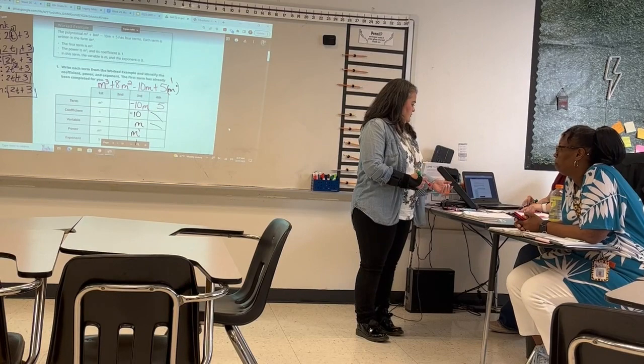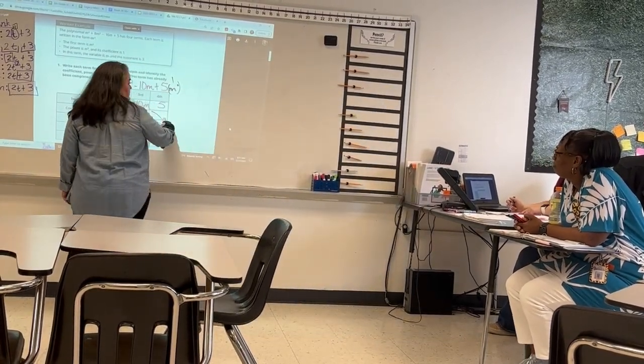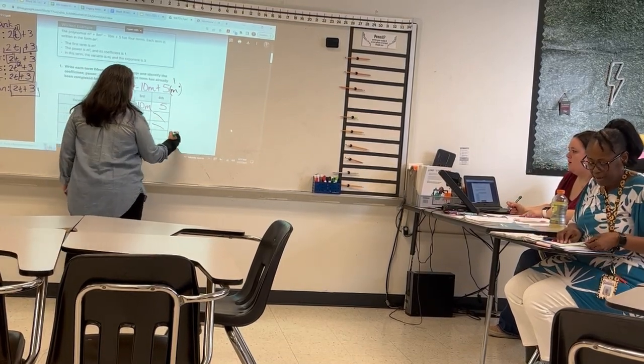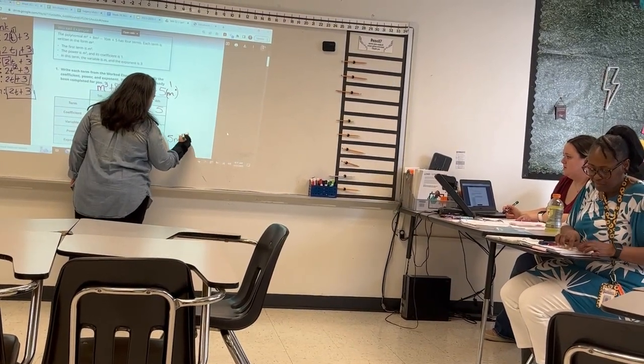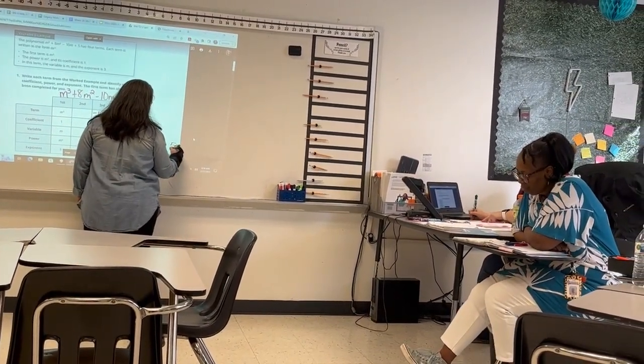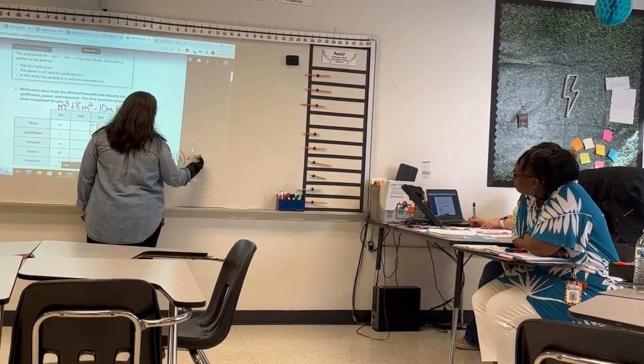Here, I just wrote 5m to the 0 power. Right next to it. Here? No, under power. Next to power, yeah. I wrote 5m to the 0 power, and then I drew an arrow. Yeah, and then I wrote 5 times 1, with parentheses, equals 5.